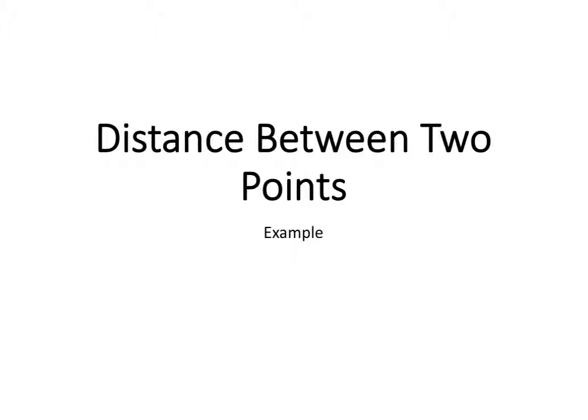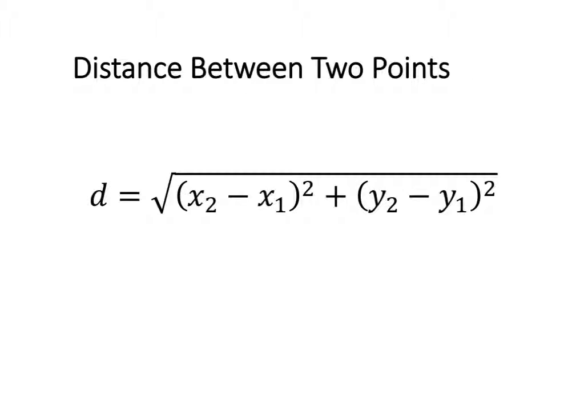In this video, we're going to have a look at an example of how to calculate the distance between 2 points on a Cartesian plane. So the formula we need to use to calculate the distance is d is equal to the square root of (x2 minus x1) squared plus (y2 minus y1) squared. So using this formula, we'll be able to calculate the distance between the 2 points on the Cartesian plane.